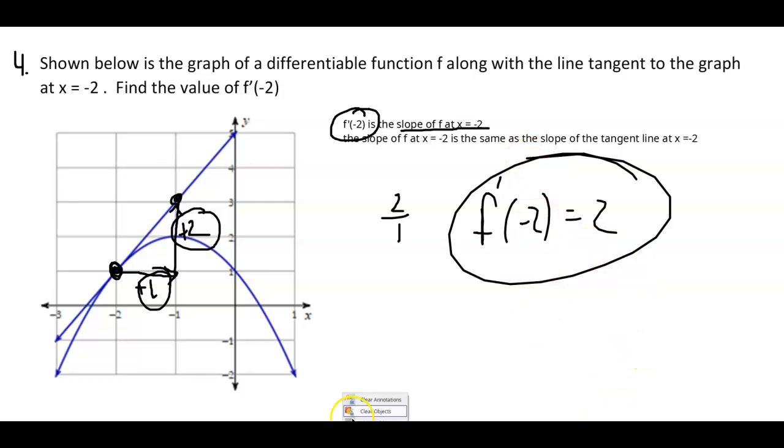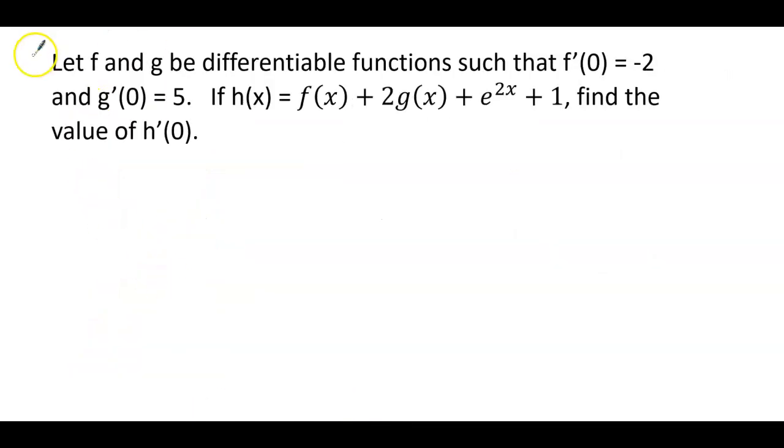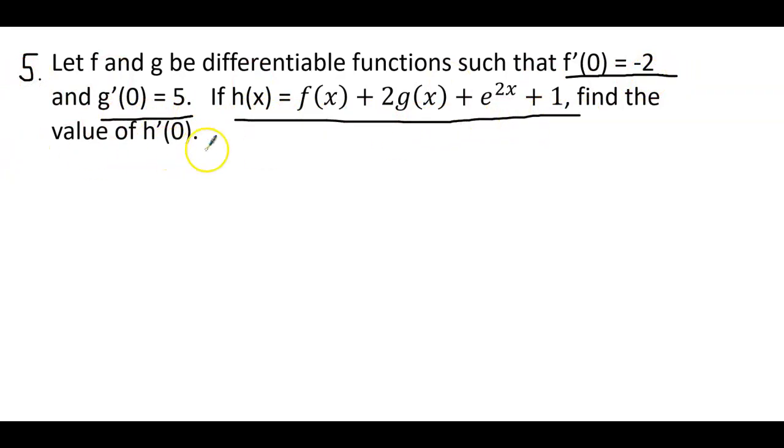All right, let's go ahead and move on to question number 5. This one says, let f and g be differentiable functions such that f prime of 0 equals -2 and g prime of 0 equals 5. H equals this. Find the value of h prime. So basically, this is a two-step problem. Step 1 is to find the derivative of h, and step 2 is to plug in 0 and solve. So let's do our derivative. The derivative of f is f prime.